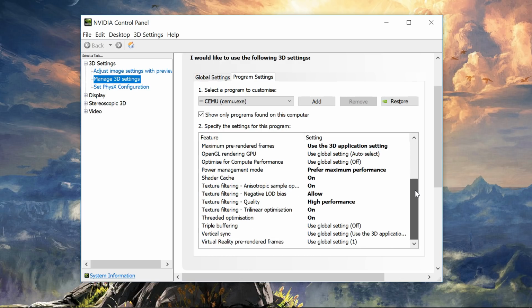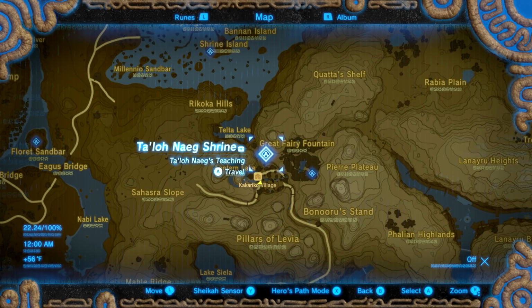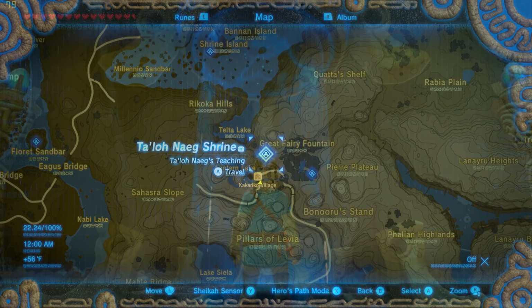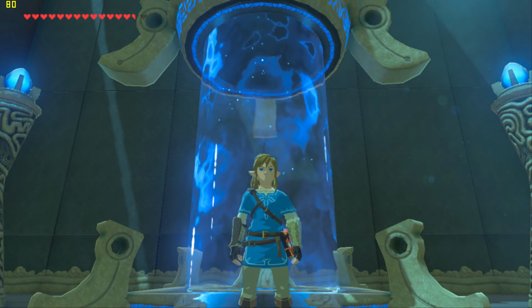The shrine I tested this in is on the hill next to Kakariko Village, known as Talo Naig Shrine. So get to it people and comment back what you were able to reach. If my moderate system can get 70 plus, I expect to see some high numbers.